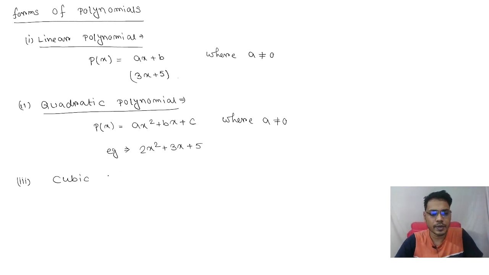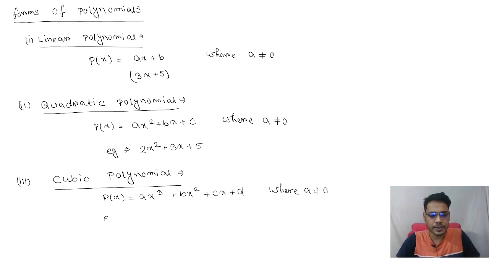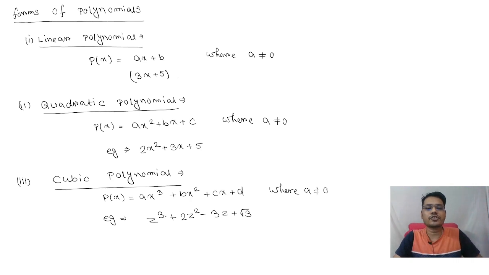Now the third one, we will see how to write the cubic polynomial. What is the form to write cubic polynomial? Cubic polynomial we can write in the form p of x equals ax cube plus bx square plus cx plus d. In this form you have to write, where a is not equal to 0. Let's see some examples. You can take z cube plus 2z square minus 3z plus root 3. You can write this, where the maximum power is 3.